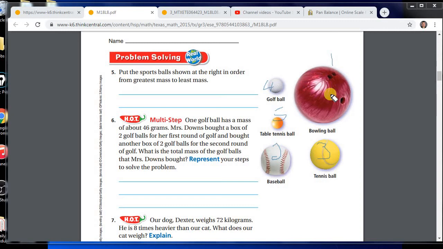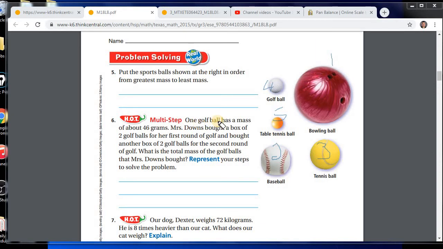The bowling ball is solid, so is the baseball. The tennis ball is not solid, but it's larger than the golf ball. And the golf ball is solid, but it's smaller than the tennis ball. And the table tennis ball is not a solid. Okay, it's not solid. So we're going to look at the next question here, and we're going to use what we know.